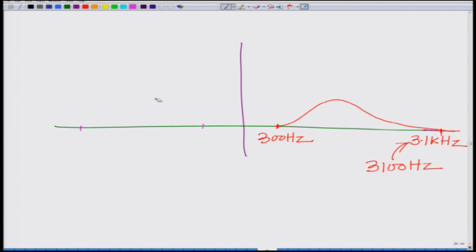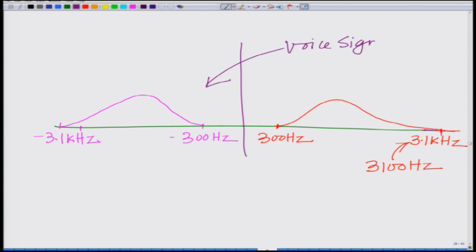Similarly, on the negative side, it starts at minus 3.1 kilohertz and goes to minus 300 hertz. This is how your typical voice spectrum looks, the spectrum of the voice signal.